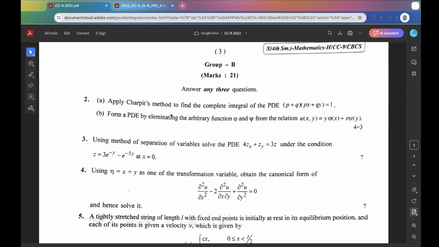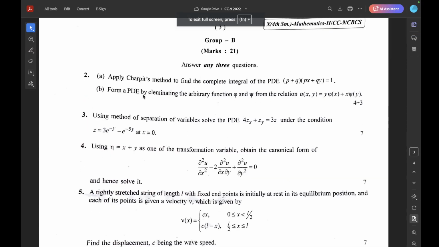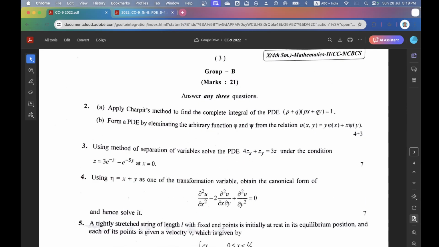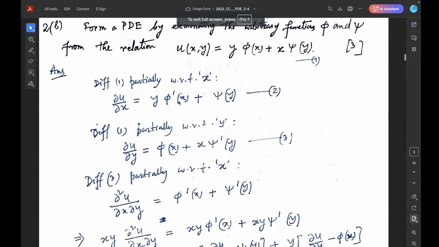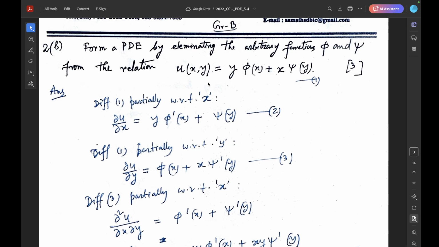Next question, question 2b: form a partial differential equation by eliminating the arbitrary functions phi and psi from the relation u(x,y) = y phi(x) + x psi(y). The given equation, call this 1: u, a function of x and y, equals y phi(x) + x psi(y).